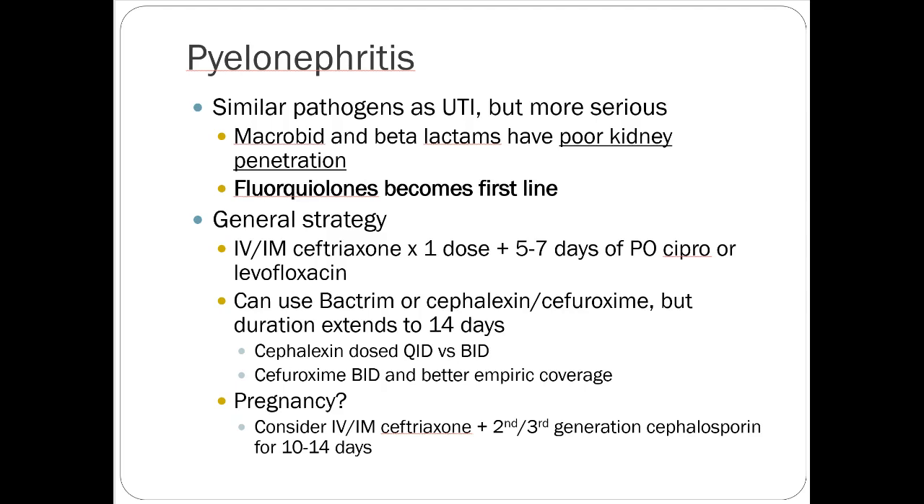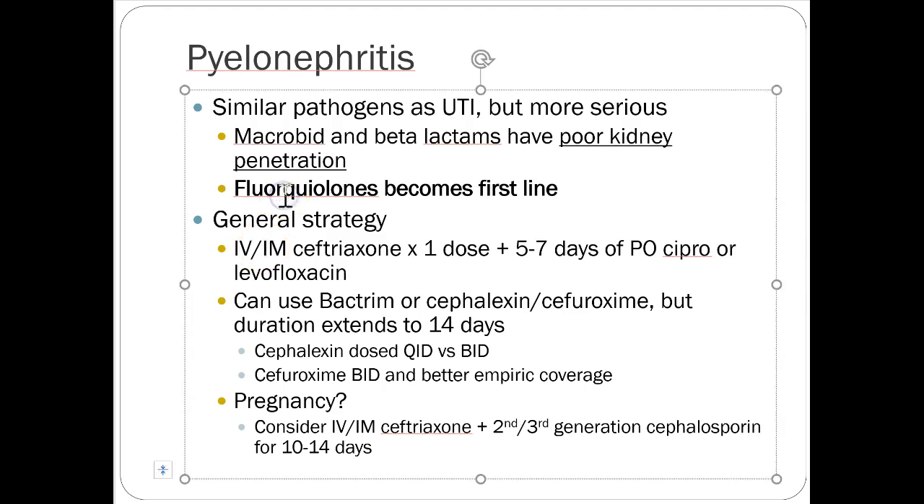Pyelonephritis is the same pathogens you're looking at, but more serious. Again, Macrobid, nitrofurantoin has poor kidney penetration, so you aren't going to use it at all. Beta-lactams have poor kidney penetration, but you can use them. You just want to extend the course. Fluoroquinolones, they spelled fluoroquinolone wrong. Bad pharmacist. Fluoroquinolone.